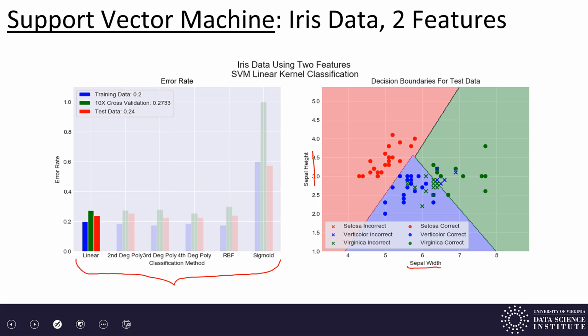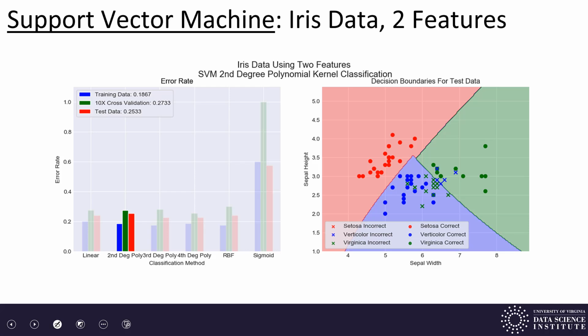On the top in blue, we're showing our training data. In green, we're showing 10-fold cross-validation. And in red, we're showing the results on the test data. Of course, we really just care about the cross-validation because that's going to be the robust measurement of our accuracy. When we use a linear separation kernel, which is what we're looking at right now, we get the results we see on the right, and our cross-validation result is 0.2733.